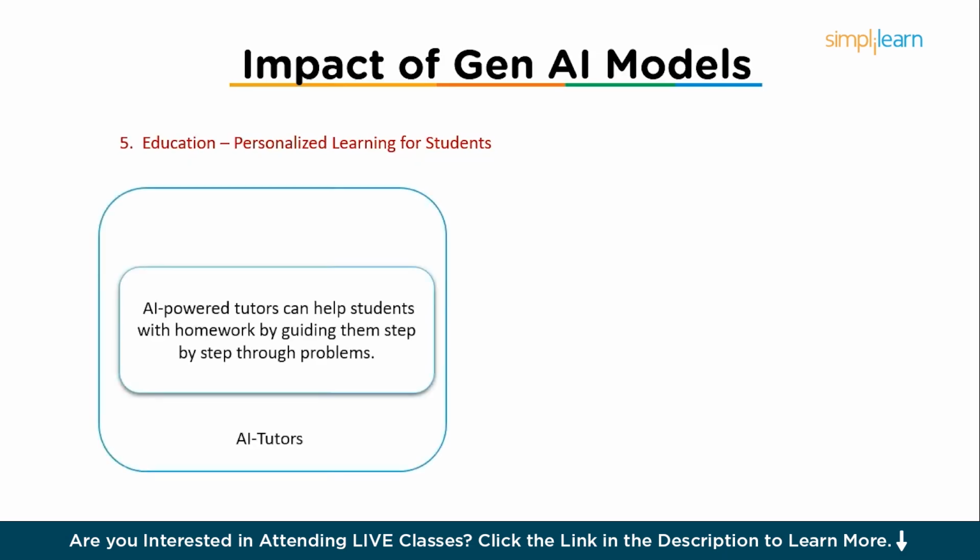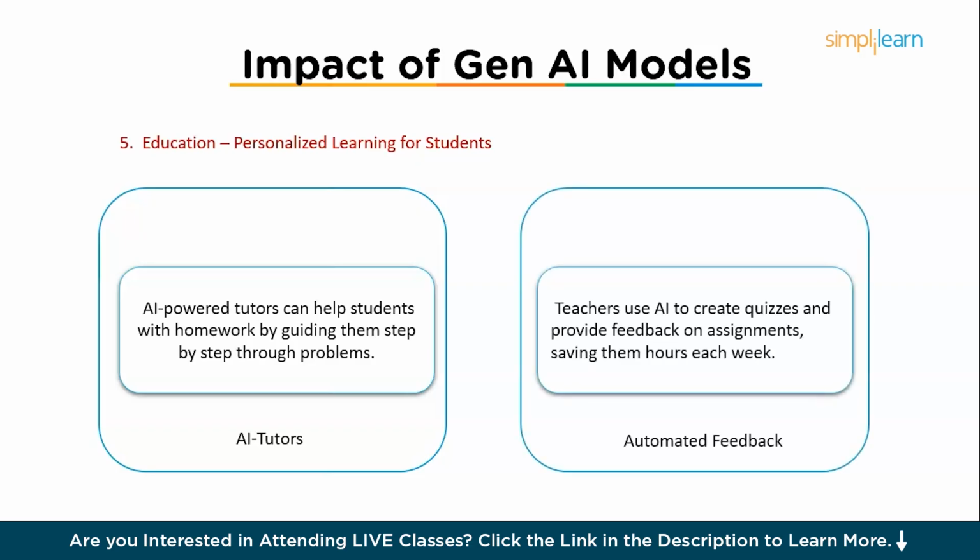The first one is AI tutors. AI-powered tutors can help students with the homework by guiding them step by step through problems. For example, a student stuck on a math problem can get hints and explanations from an AI tutor available at any time. Then we have automated feedback. Teachers use AI to create quizzes and provide feedback on assignments, saving them hours each week. For instance, a teacher uses AI to review essays and provide comments in just minutes instead of hours.